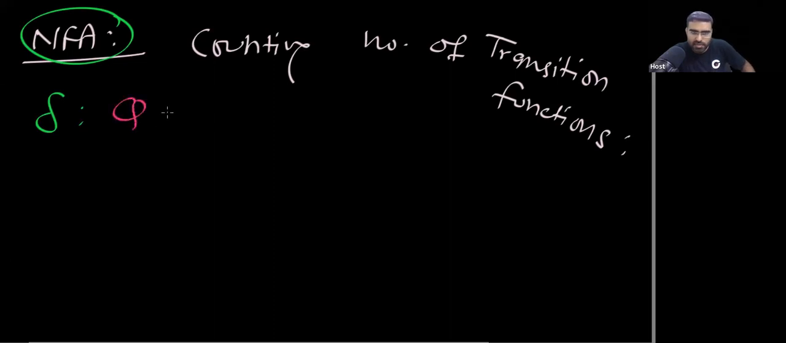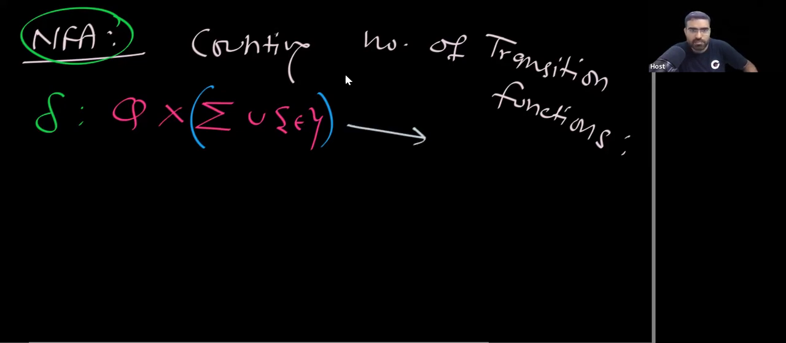In any state, either you will read some alphabet symbol, or you can make a null move. Agree? Is this point clear? In any state, either you read some alphabet symbol or you make a null move to where? To 2 power q. You can make a move to multiple states, to a subset of states. So very simple, this is the transition function.